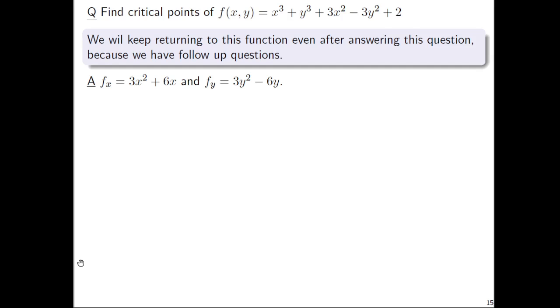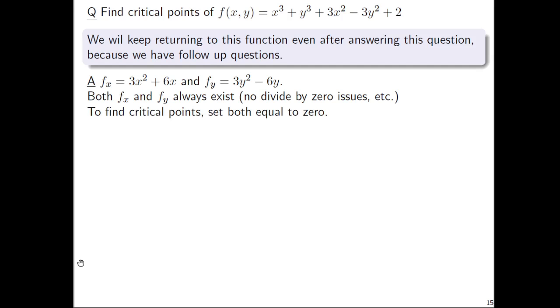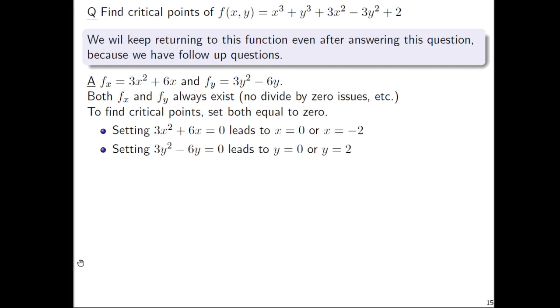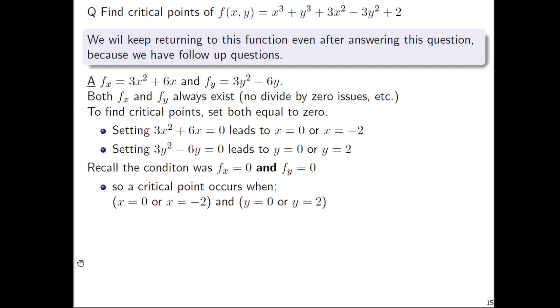We'll first compute f sub x and f sub y. There they are. Both of these always exist, right? There's no square roots, there's no dividing by 0 type issues or anything like that. And so that second kind of criterion is not going to occur anyway. We just need to see when both f sub x and f sub y are equal to 0. So let's set both equal to 0. Setting 3x squared plus 6x equal to 0, after factoring and skipping some algebra, leads to x equals 0 or x equals negative 2. Setting 3y squared minus 6y equal to 0 leads to y equals 0 or y equals 2.